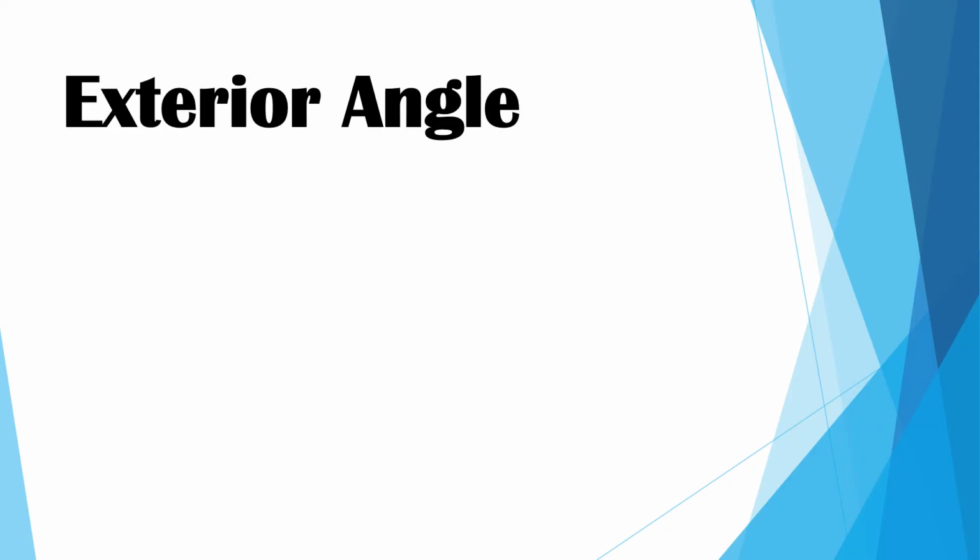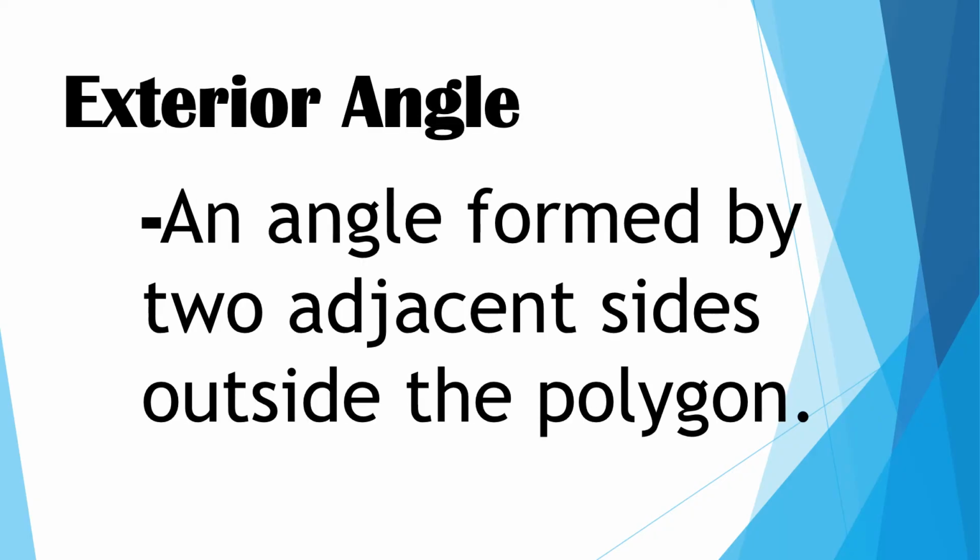Exterior angle: an angle formed by two adjacent sides outside the polygon. Observe what will happen to the exterior angles of each polygon.